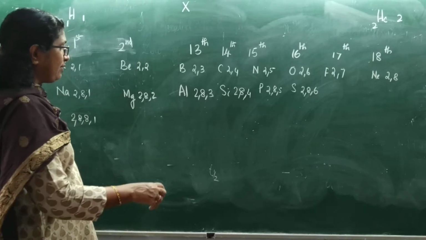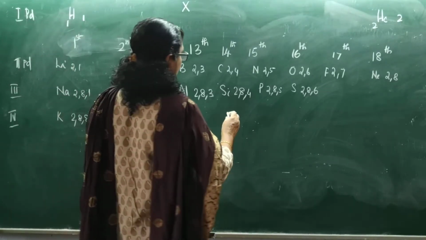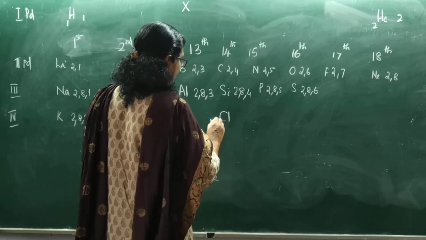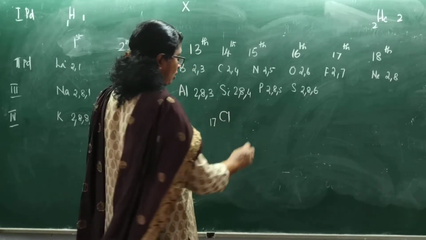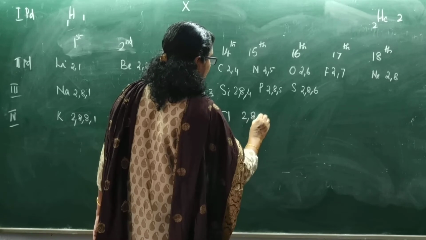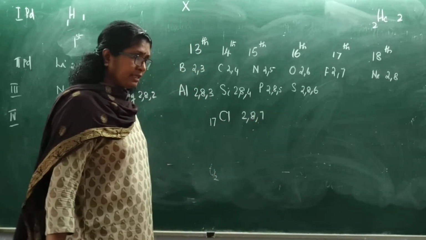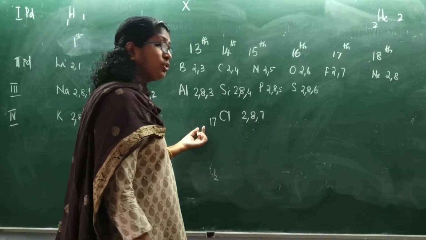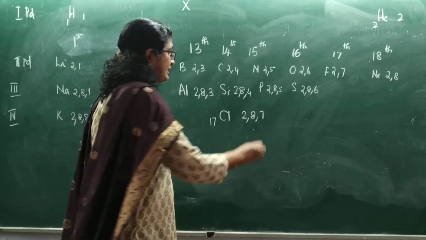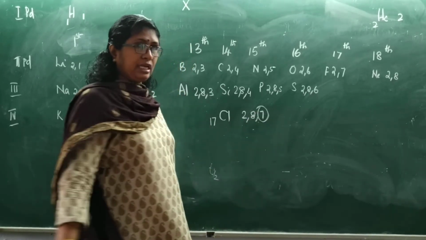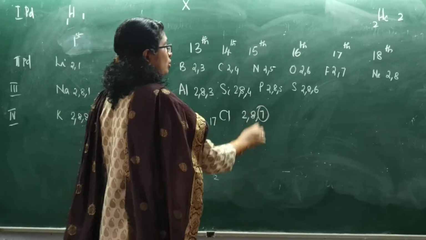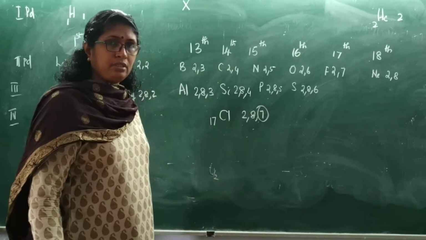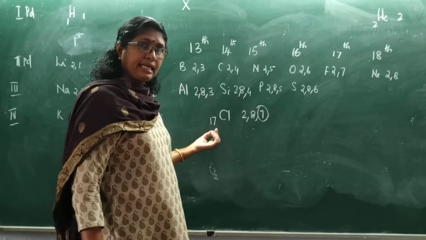For example, I will give an example. Chlorine. The atomic number is 17. The configuration will be 2 8 7. That means it is having 3 orbits. So it belongs to the third period. It has 7 electrons in the outermost shell. So it belongs to the 17th group. So chlorine, it has atomic number 17.